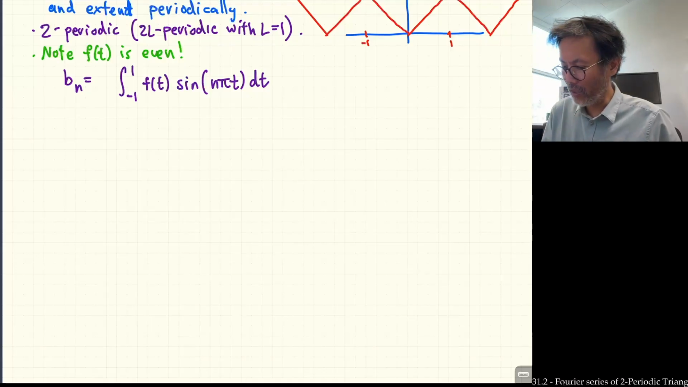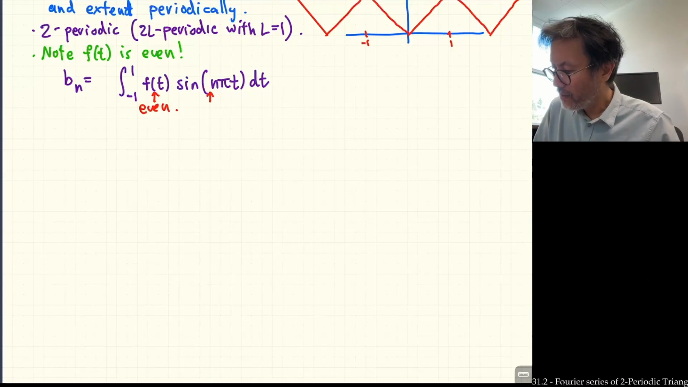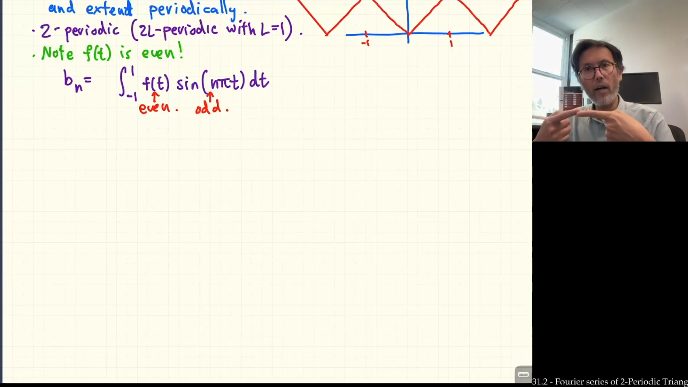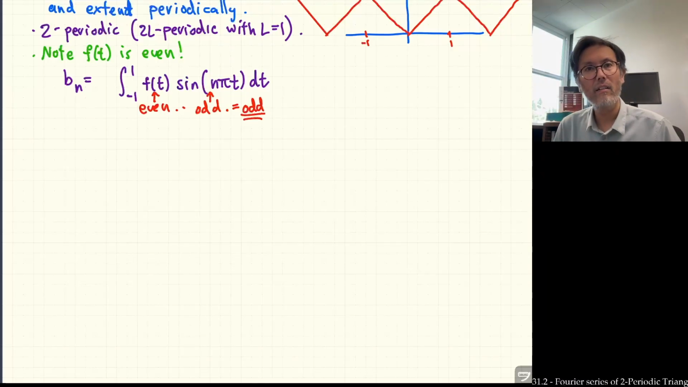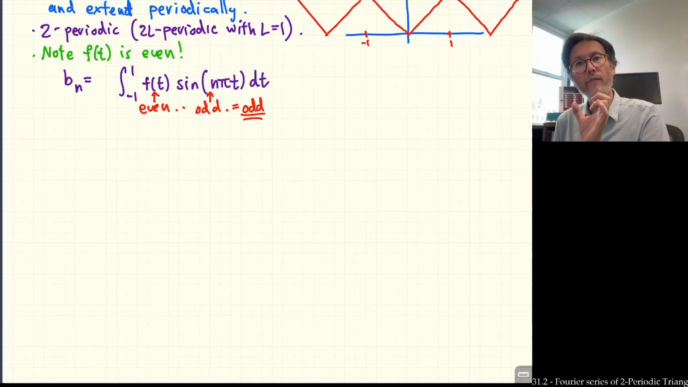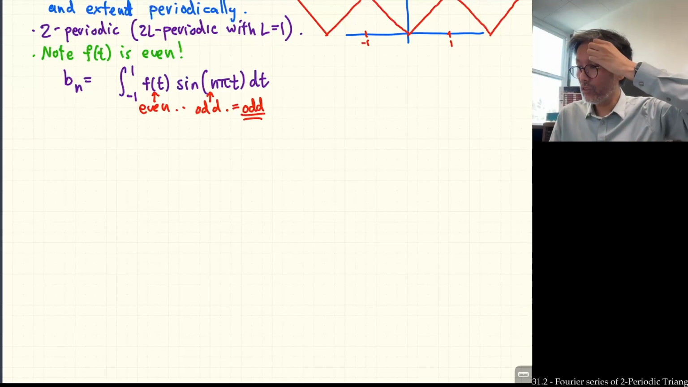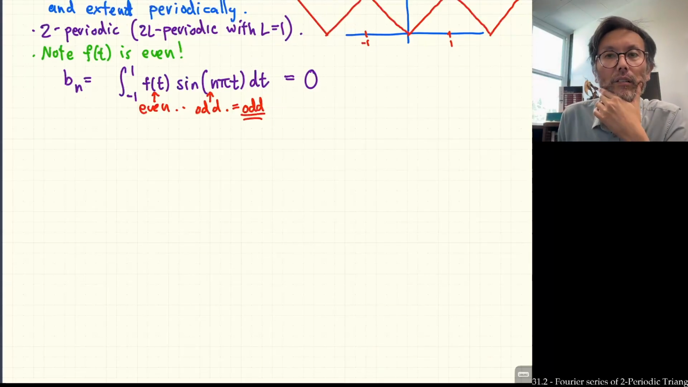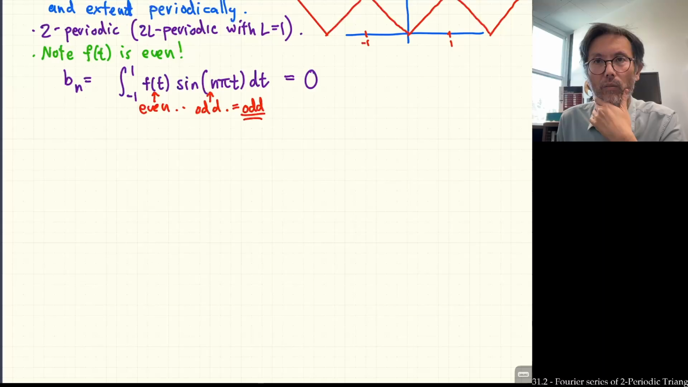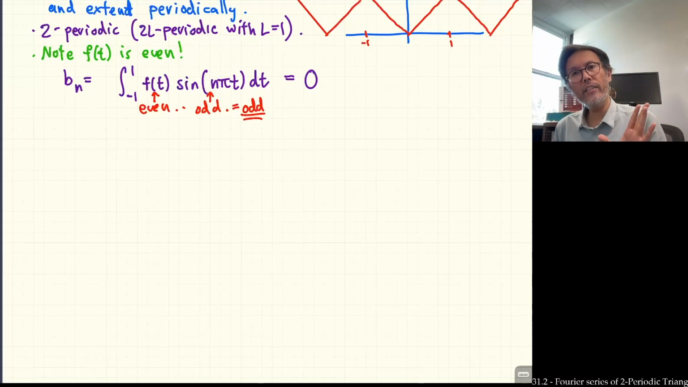Here's the thing about this integral. This one here, that's an even function. And this one here, sine of n pi t, that's an odd function. So the product of even and odd, as we've discussed, is odd. We're integrating an odd function over a symmetric interval. So guess what we get to conclude? B sub n is 0 for all n. All of them. They're all 0. So our Fourier series is only going to have cosine terms inside of it.